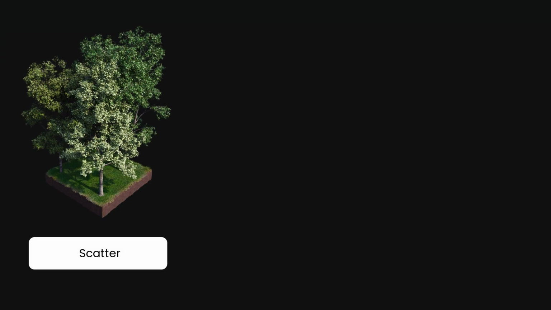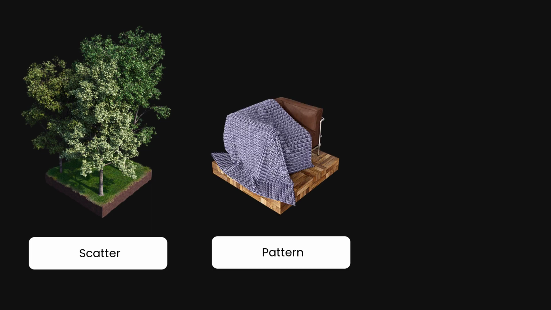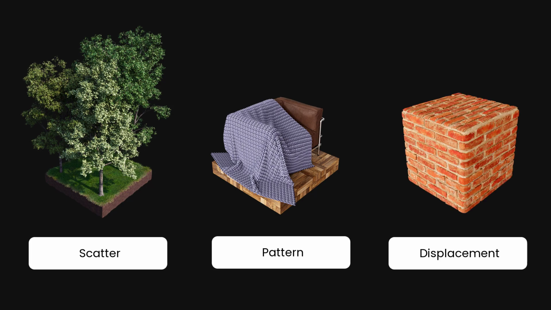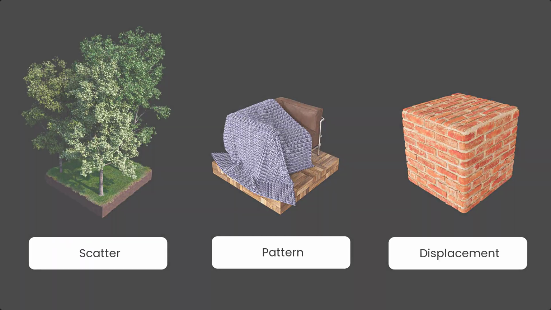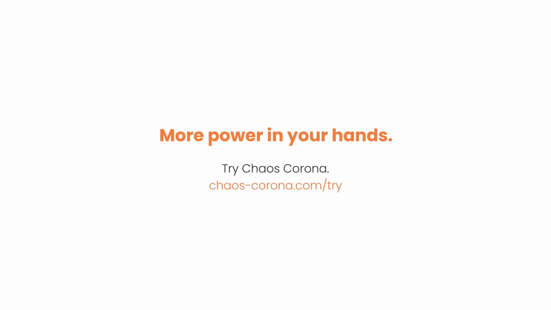So scatter is best suited to scattering things such as rocks, trees, and vegetation. Pattern is great for covering or replacing a surface with repeated 3D geometry, and displacement creates geometry that deforms to a surface using a texture visible at render time. And if you want to learn more about pattern, then check out this video.